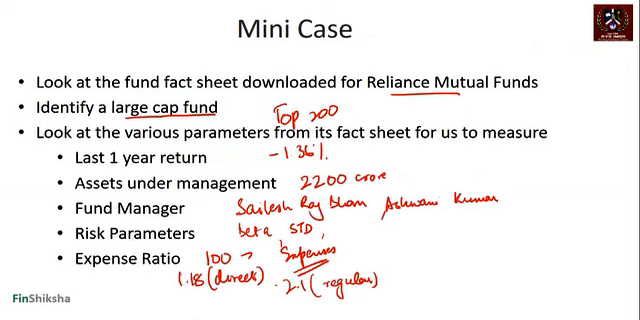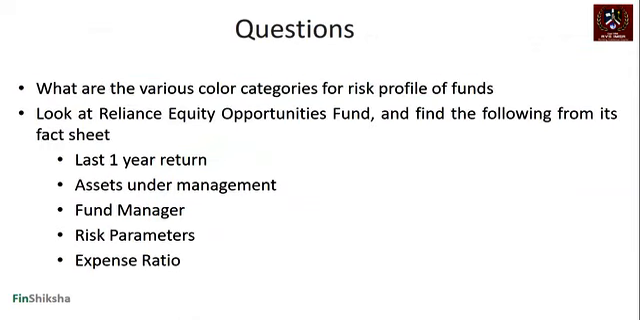Fine. That's how we go about looking at a fund's details. We could look at the top holdings as well. What is the top stock, and so on and so forth. That's the end of this particular section. As you end, quick question. Look at the various color categories for the risk profile of funds and explain what they are. Look at the Reliance Equity Opportunities Fund and find the following from the fact sheet: last 1 year return, assets under management, fund manager, risk parameters, and expense ratio. Thank you.